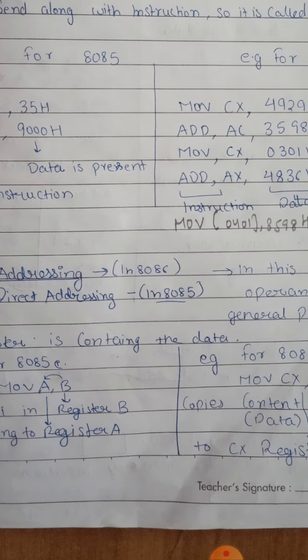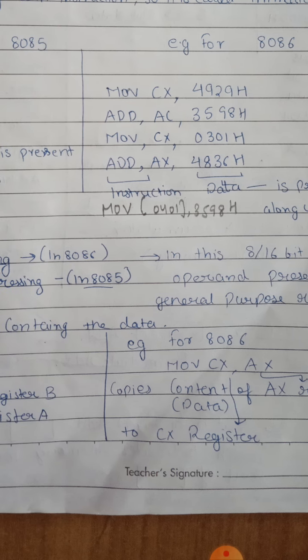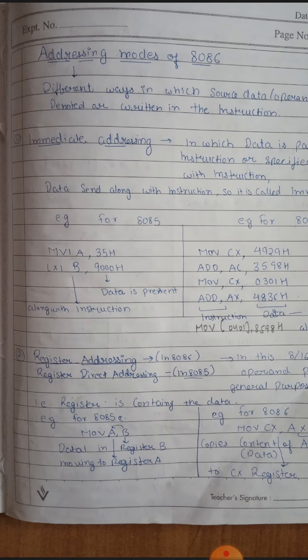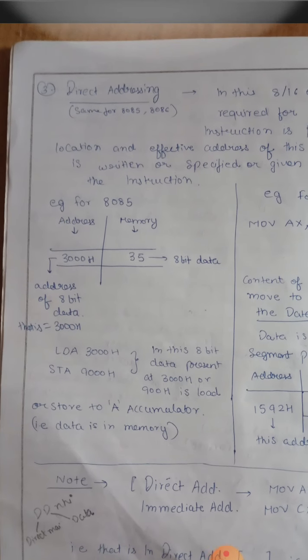For the 8086 microprocessor, MOV CX, AX is the example in which the content of register AX will move to register CX. Copy the content of the AX register to the CX register. Again, as per its name, it satisfies the condition. Now we have completed register addressing mode. Now we will move to the third one, the direct addressing mode.